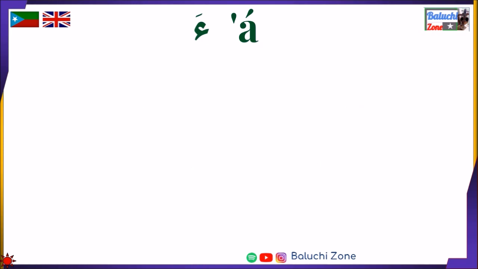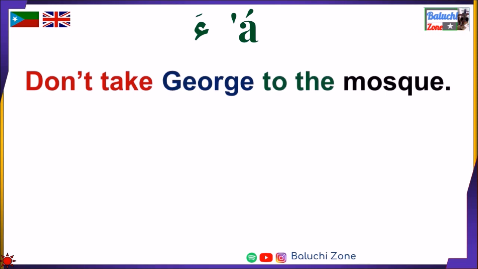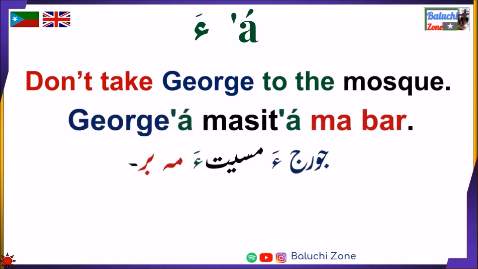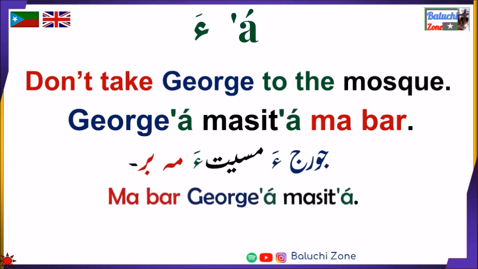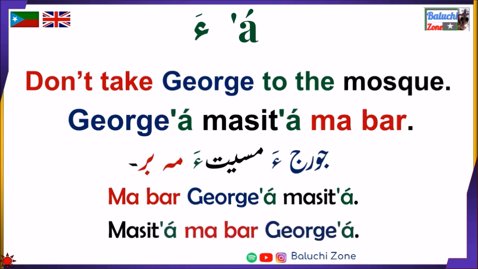Finally, let us do a sentence with a name and to the, as in don't take George to the mosque. I want you to translate this sentence. George آ مسیت آ ما بر. Georgia مسیتا مبر. Or you can say مبر Georgia مسیت آ. Or even مسیتا مبر Georgia.